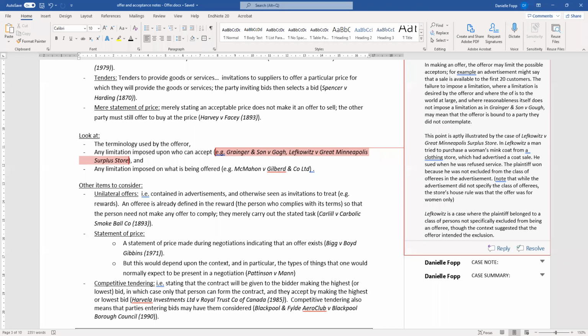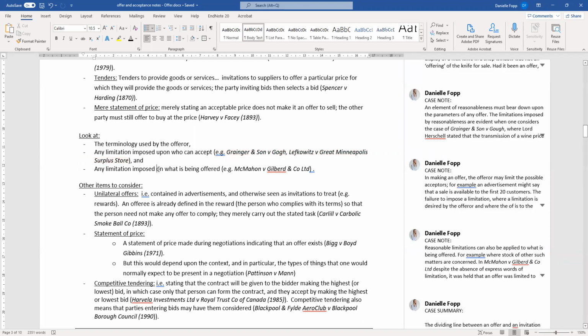So this is a case where the plaintiff belongs to a class of persons not specifically excluded from being an offeree, even though the context suggested that the offeror intended the exclusion. And that's why the terminology is really important. Then we also have to look at any limitation imposed upon what is being offered.